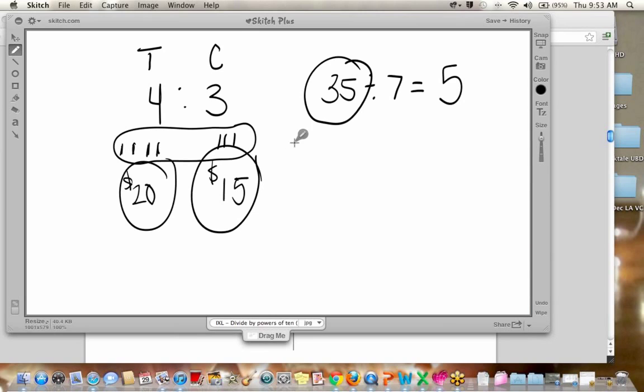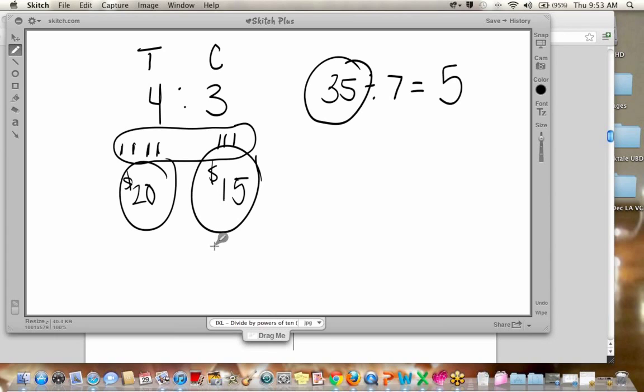So really what I did, for me, it was helpful to draw the picture out, to make these little marks and say, okay, I'm working with 7 parts. So 35 divided by 7 equals 5. So each one of these parts is worth $5. And then you can figure out the ratio. So is that a little bit easier for that? Give me a thumbs up if that made sense.